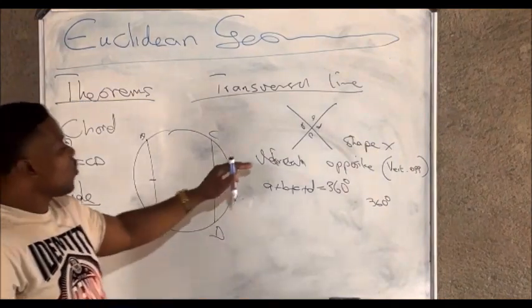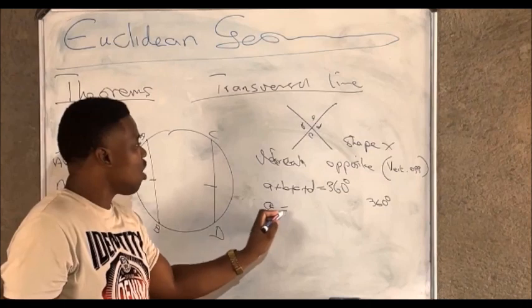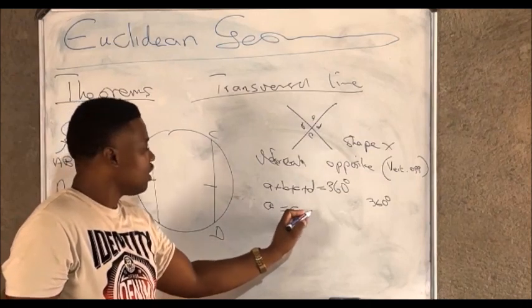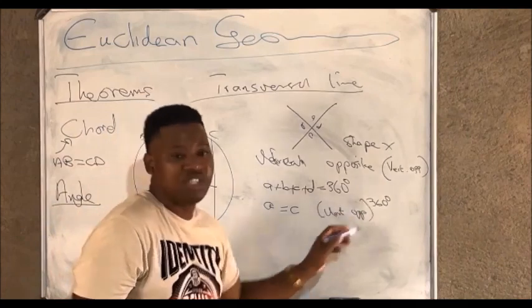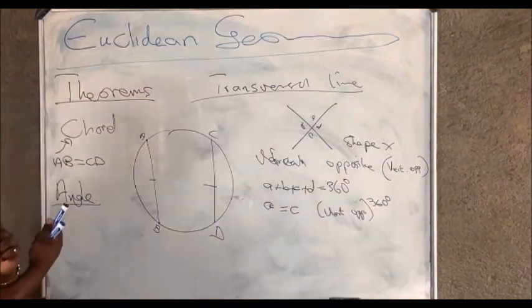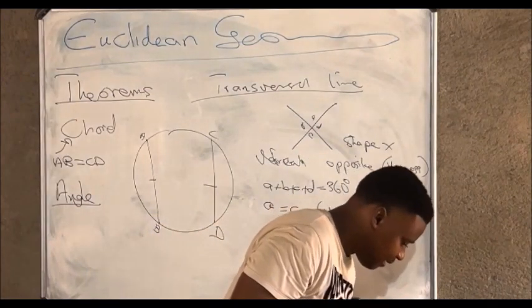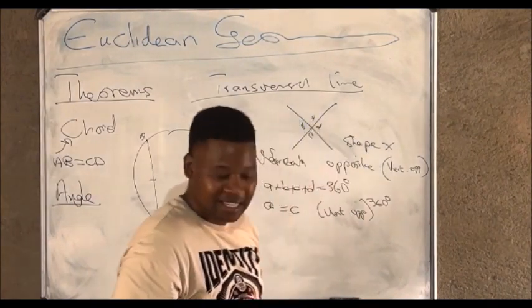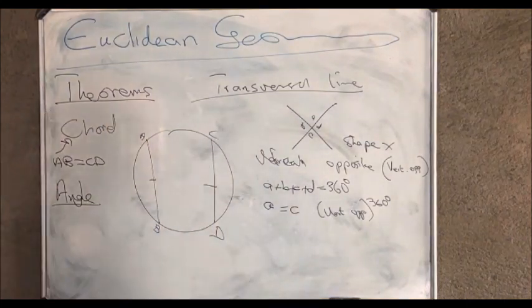360. So now when we see the shape of X, we say that angle A is equal to angle C. The reason will be: the angles are vertically opposite, because the two lines form the shape of an X. Are we clear? We are together.